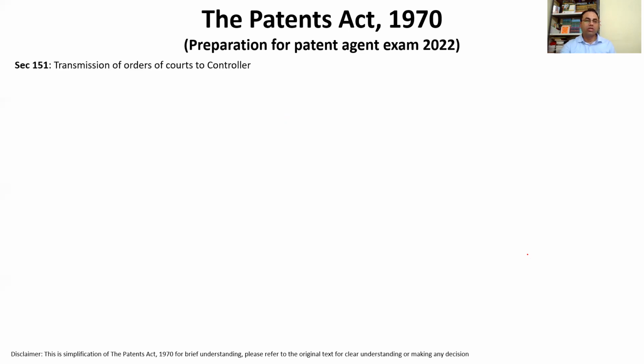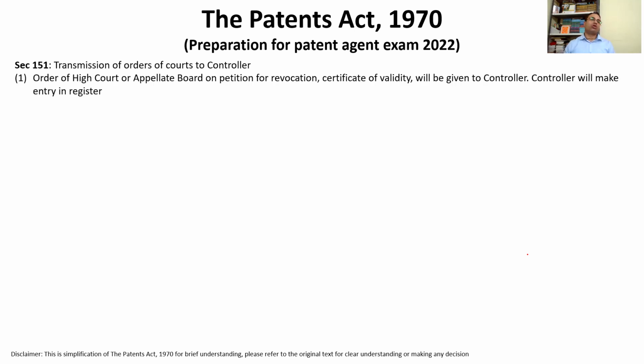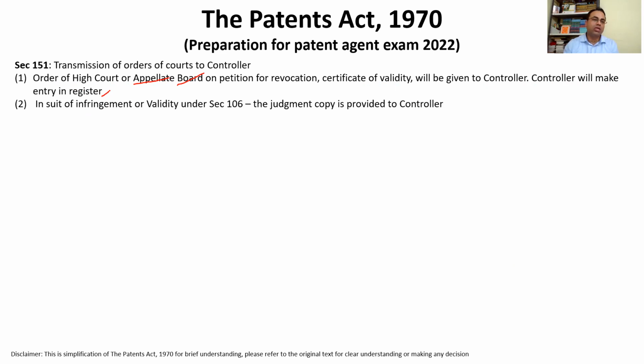Section 151, transmission of orders of courts to controller. Now we can see the appellate board gets struck out, it's not there. Order of High Court or appellate board on petition of revocation, certificate of validity will be given to the controller. The controller will make an entry in the register. So whatever the case may be, the High Court will inform the controller, and the controller will make changes in the register. In suit of infringement or validity under section 106. What is section 106?